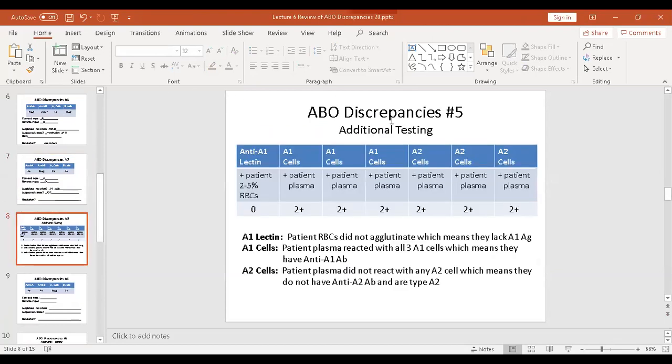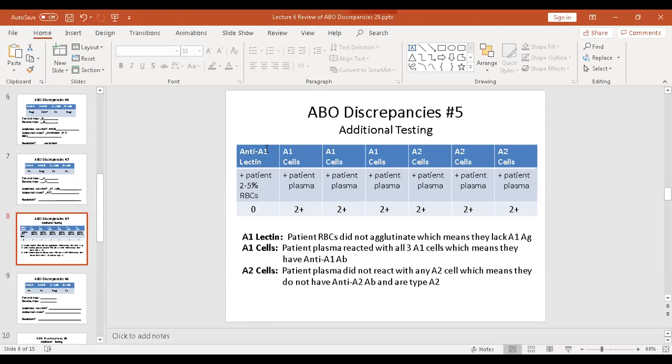Okay. So additional testing that we can do on this person. Maybe you recall from lecture that there are these reagents called lectins out there that we can use. And lectins are derived from plants, but they react the same way certain antibodies react when they're combined with red cells. And so there is an anti-A1 lectin. It acts like an antibody specifically against A1 antigen. And you may recall the plant source is Dolichos biflorus, if you like your Latin.